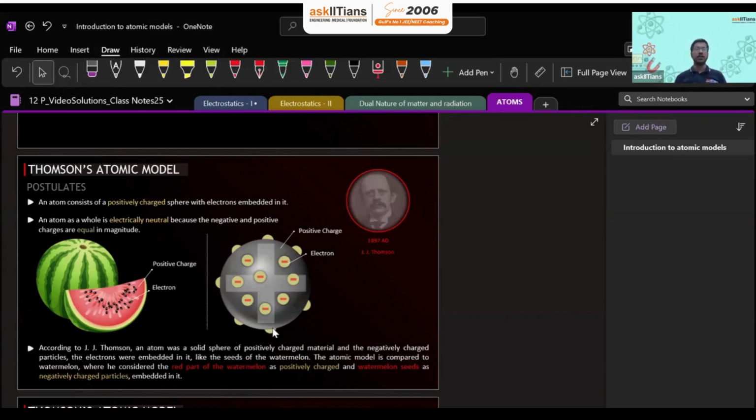Although there were negative and positive charges inside the atom in this model, the atom as a whole was considered electrically neutral, because the number of positive charges and negative charges are equal in magnitude. So this gave a brief but really good idea about the positive and negative charges inside, although the model was not good.